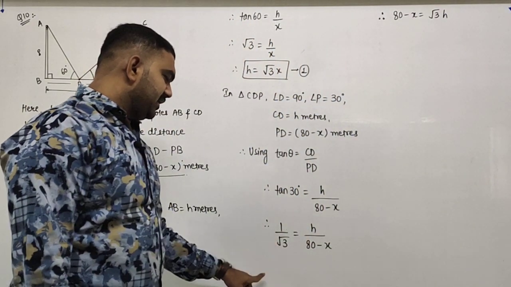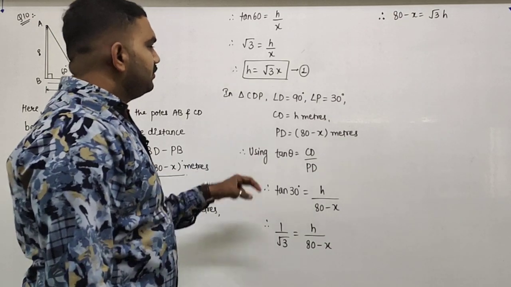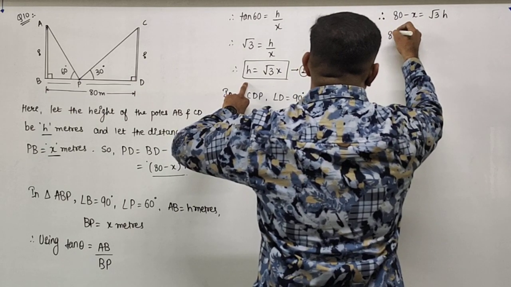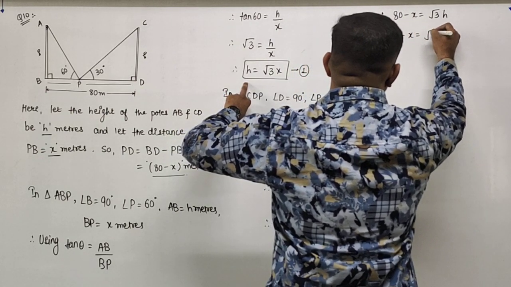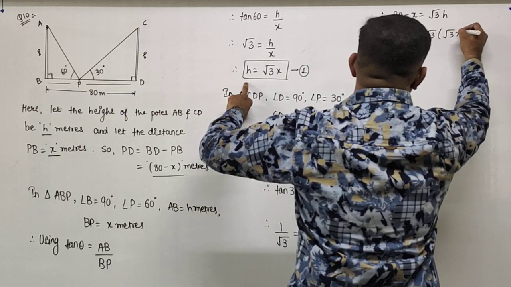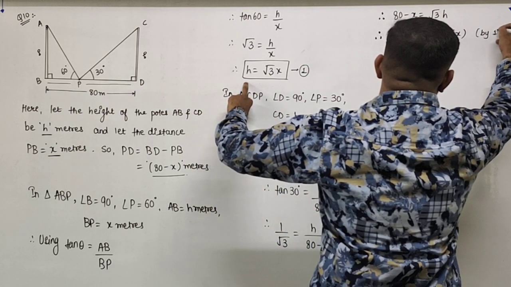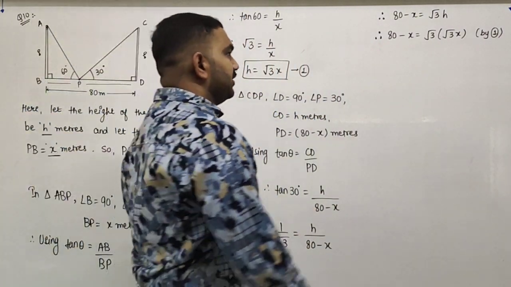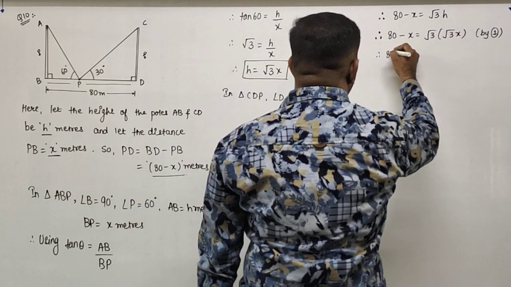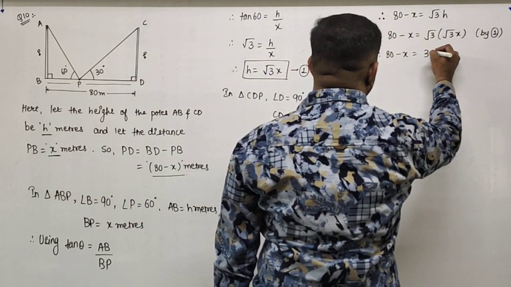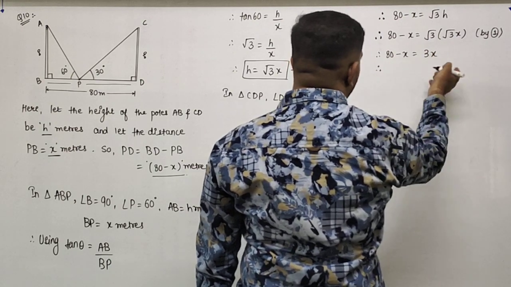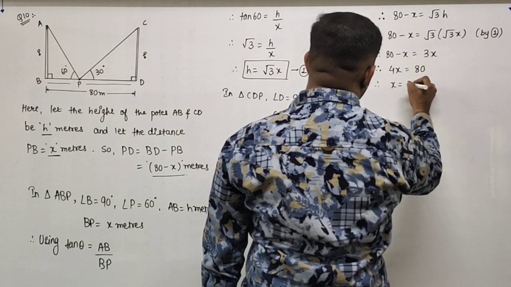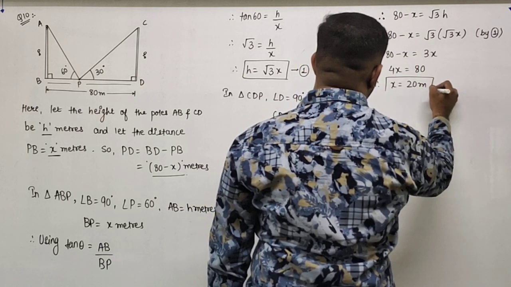Cross multiply, so 80 minus x and root 3 get multiplied. But from result number 1 we have h. Therefore, 80 minus x is equal to root 3 multiplied by root 3 x by result number 1. H is replaced there, and hence 80 minus x is equal to 3x. Therefore, x goes across, so 4x is equal to 80 and x is equal to 20 meter.